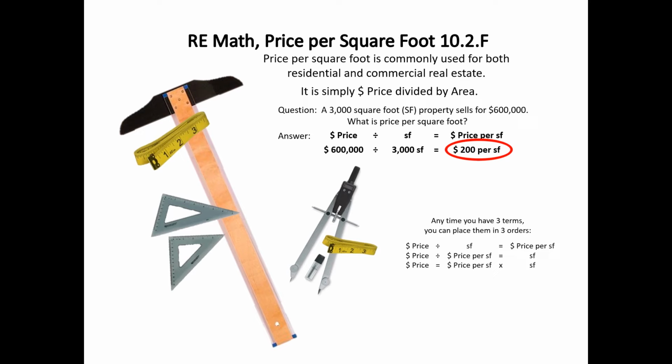So here's the question. A 3,000 square foot property sells for $600,000. What is price per square foot? Well, as we said a minute ago, take the dollar price and divide by square feet. And in this case, we wind up with $200 per square foot.